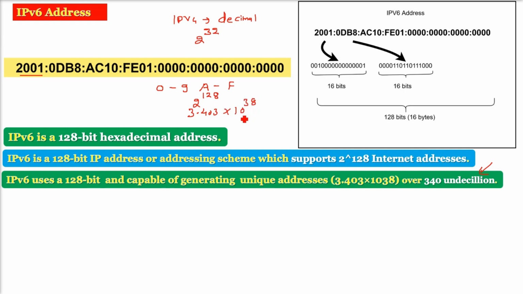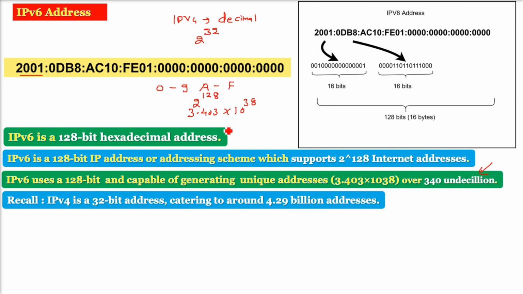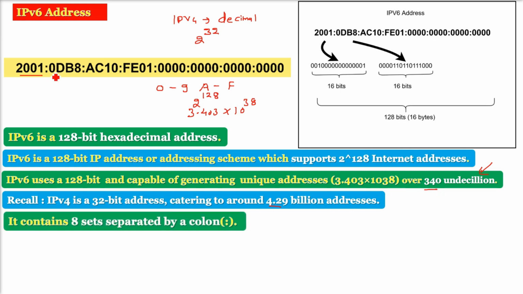Not only if you take the Andromeda galaxy, you take the whole solar system, and you have people there, you can assign addresses to their machines. Please recall, IPv4 was a 32-bit address. It can only cater to 2 to the power 32, that is 4.29 billion addresses. But IPv6 has 340 undecillion. So we have here 1, 2, 3, 4, 5, 6, 7, 8.